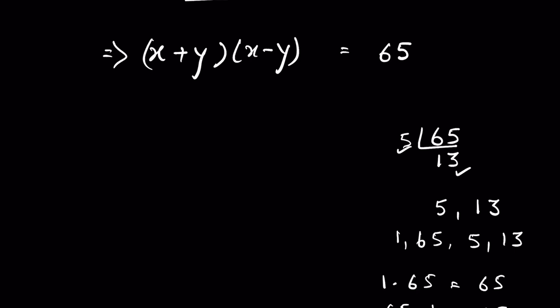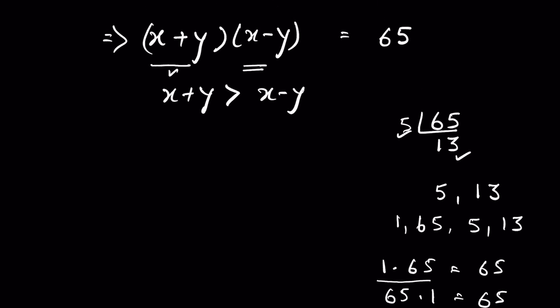Now if we take 1 times 65, x plus y cannot be less than x minus y. That means x plus y should be greater than x minus y because we have a positive result here. That means x plus y cannot be 1, so x plus y must be 65. If x plus y is equal to 65, then x minus y should be 1.